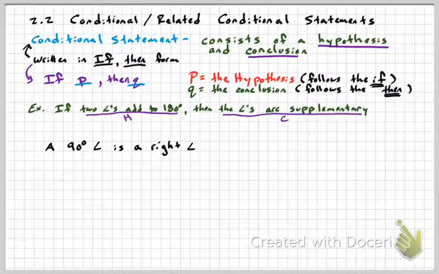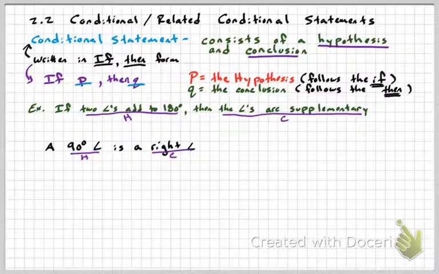Now, this looks kind of weird, right? Because there is no if-then. It just says a 90-degree angle is a right angle. Now, this could be written in a couple different ways. So part of the first homework you're going to have for tonight is creating conditional statements. So if I wanted to create a conditional statement here, we first want to identify what is the hypothesis and what is the conclusion. Well, I could say that my hypothesis is a 90-degree angle. I could say my conclusion is that it's right. So if it's 90, I know it's right.